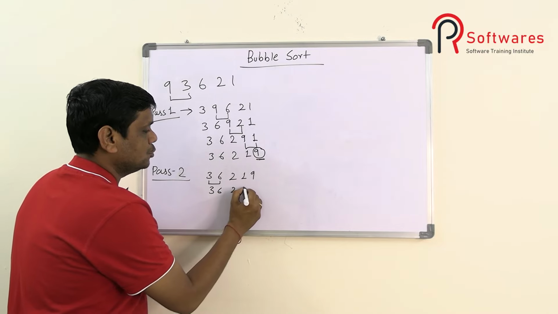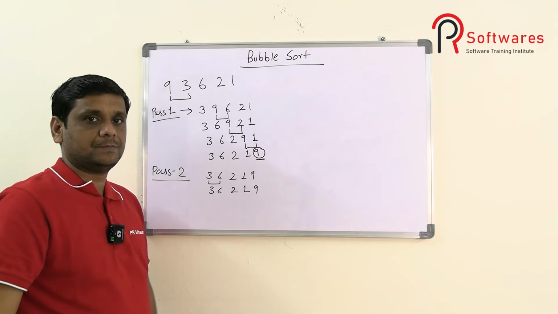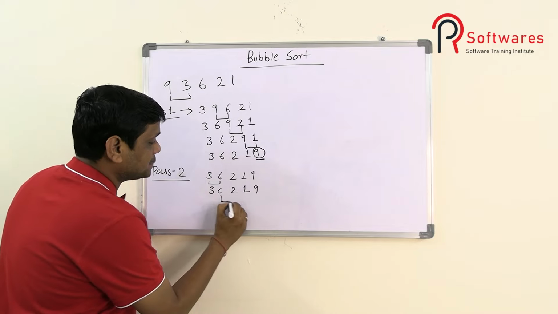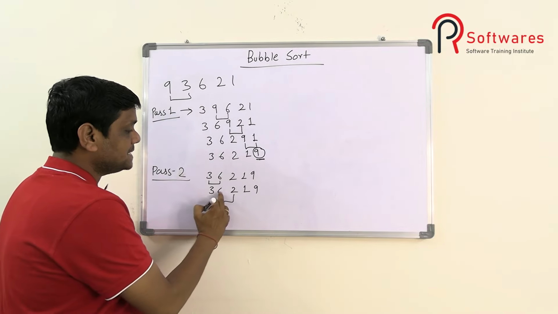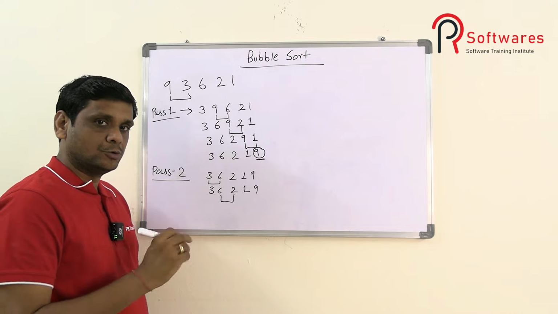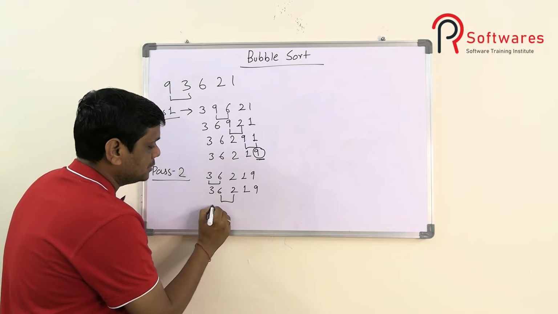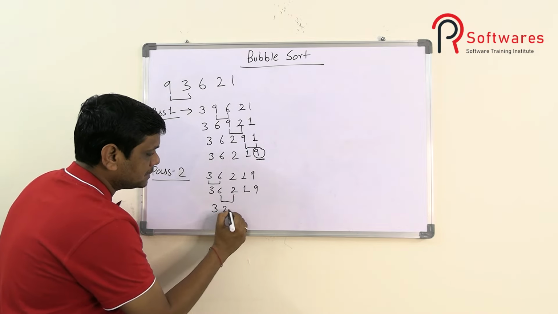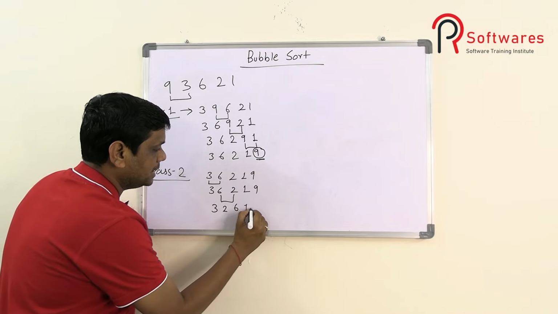3, 6, 2, 1, 9. No changes happen. Now it will compare 6 with 2. 6 is greater than 2. Condition true. True means a swap will happen. So 2 will come first, 6 will go after, then 1 and 9.